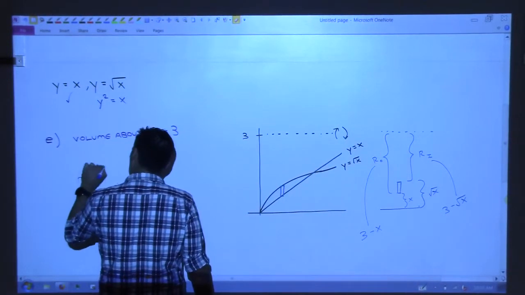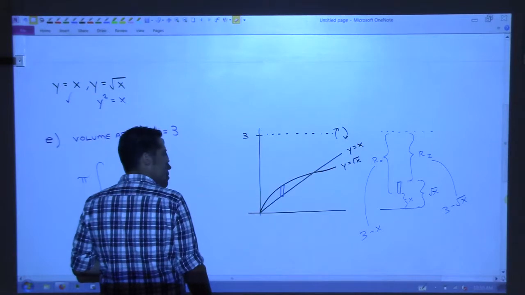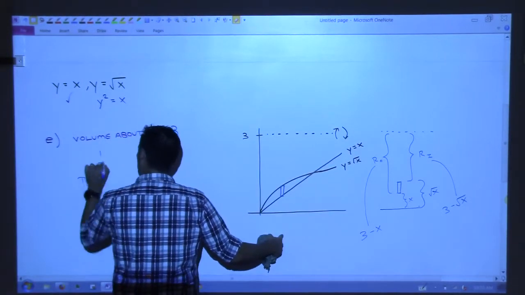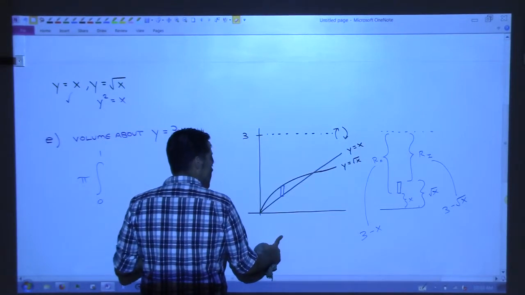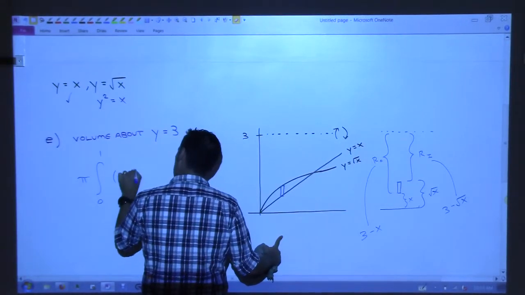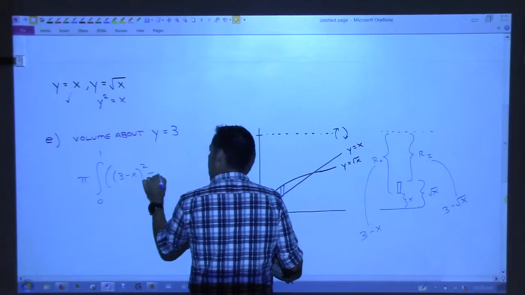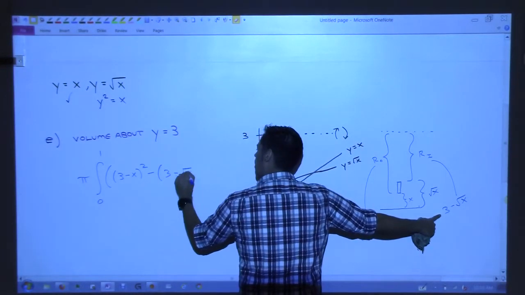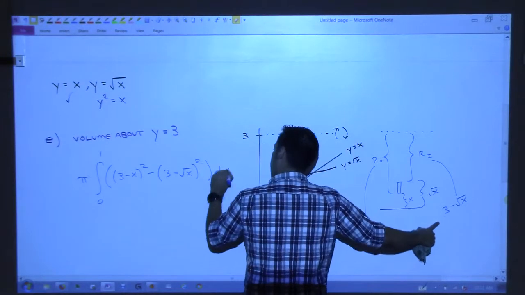Pi, integral, where are we still going? 0 to 1. Nothing's changed, right? We're still going 0 to 1. We're going to do outer squared, 3 minus x squared, minus inner, 3 minus root x squared dx. Done.